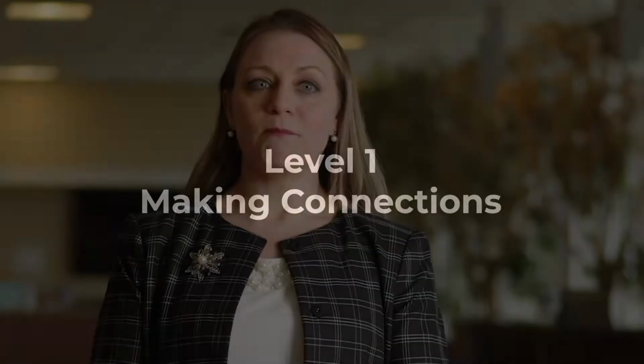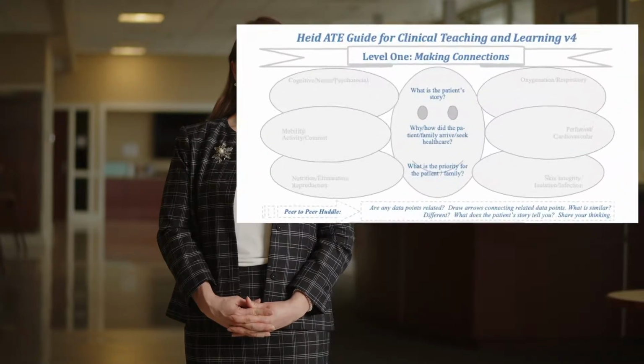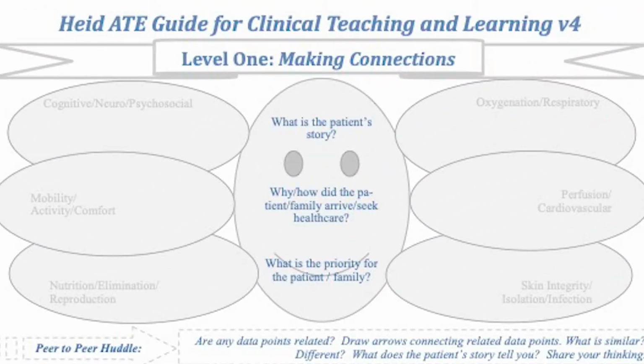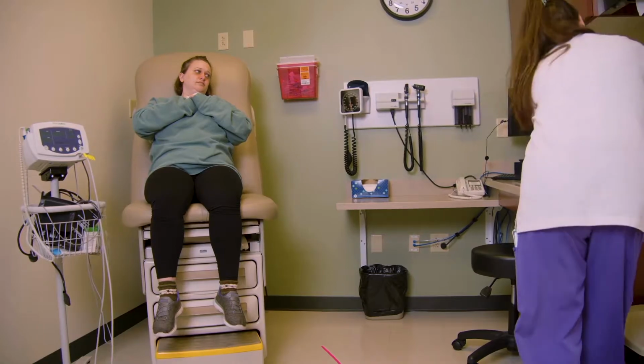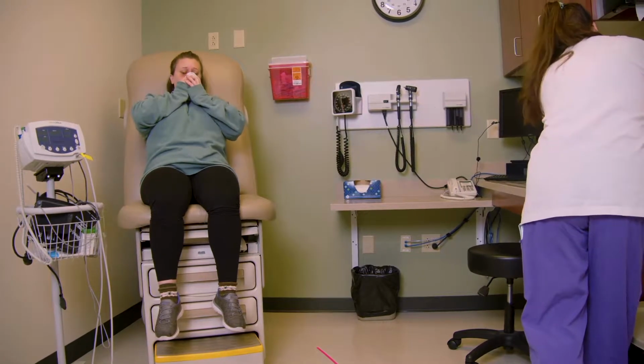In Level 1, Making Connections, we begin with gathering cues from the patient assessment and health records. Through conversation with the patient, we will learn about the reason for seeking healthcare services and begin to consider how various cues provide a holistic view. As the learner begins to cluster data, they begin to make connections and consider how data are related to each other in preparation for the peer-to-peer huddle. As you watch the scene unfold, notice how the peers interact and the discussion that follows.